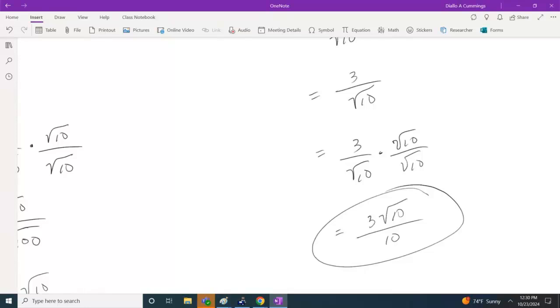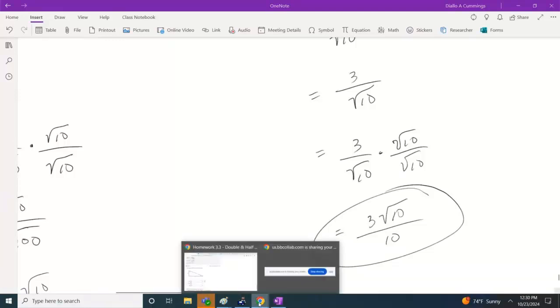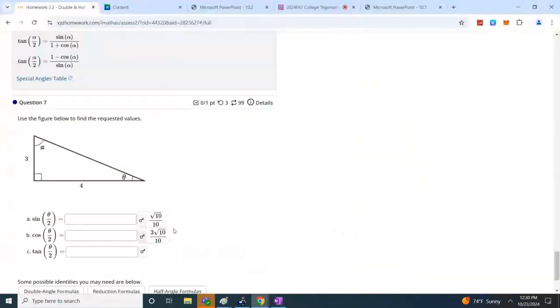Because some of them, when I get wrong, it will eventually give me the answer, and they look like they would give me one of those. Right. So if I look at this example, that's 3 square root of 10 over 10.